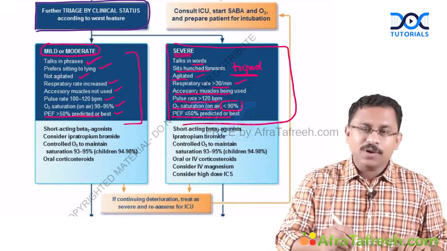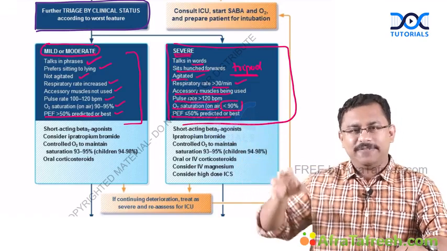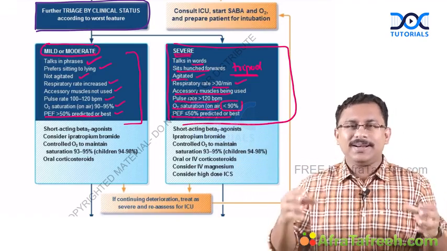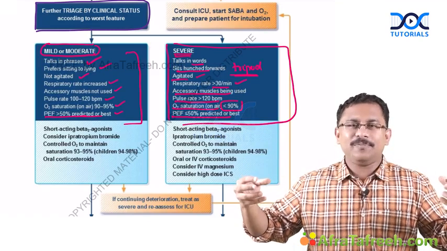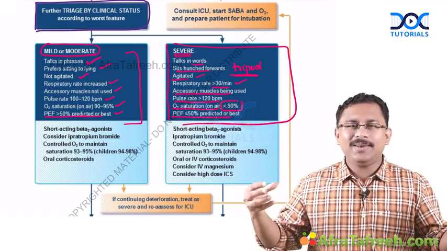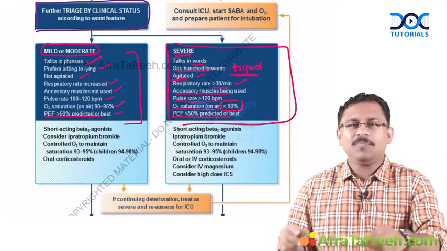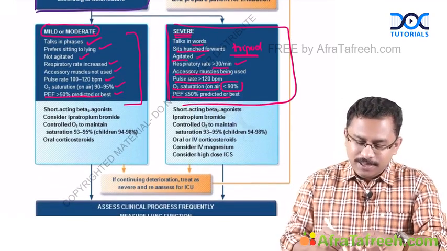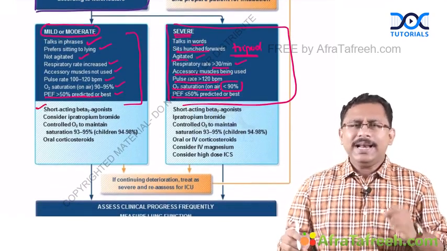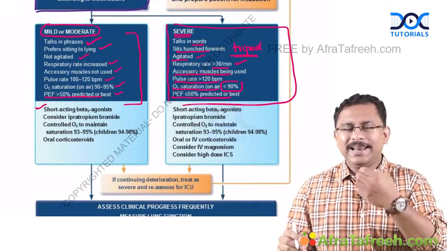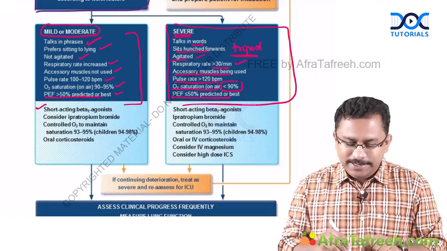Okay. So remember, if there are no signs of impending respiratory failure, you have to further triage it to the mild to moderate category or the severe category. You have just seen what are the parameters based on which you will categorize. Now, if it is a mild to moderate category, you can give the patient a short-acting beta-2 agonist. And how is this given? This is given by inhalation. You can go for inhaled short-acting beta-2 agonist.